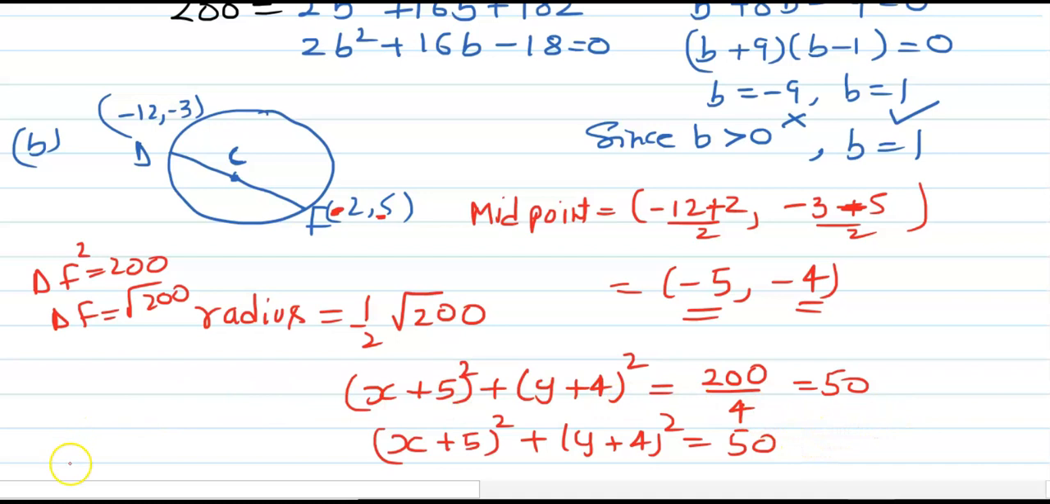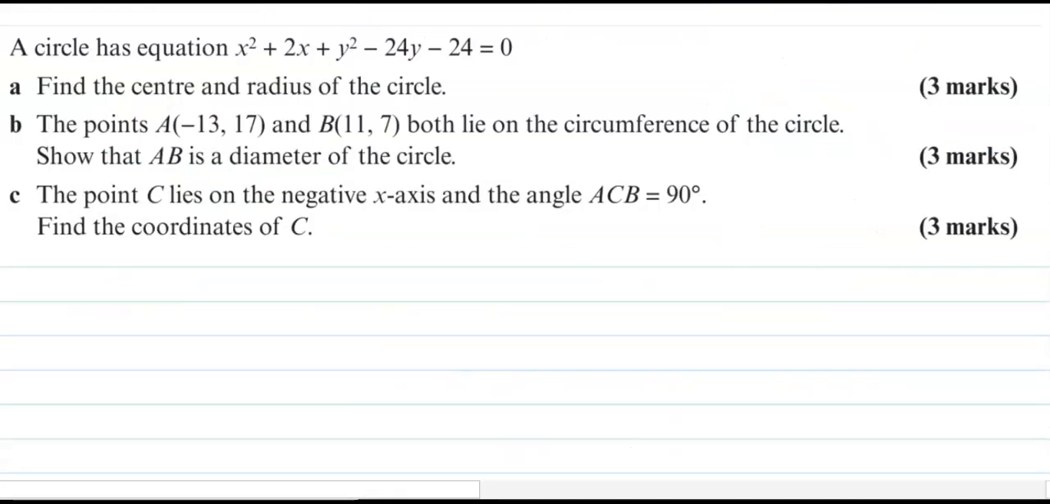Let's go for another question. A circle has an equation x square plus 2x plus y square minus 24y minus 24.